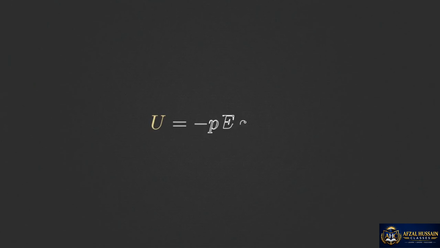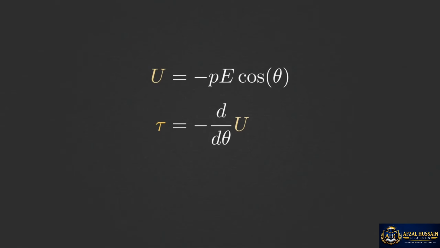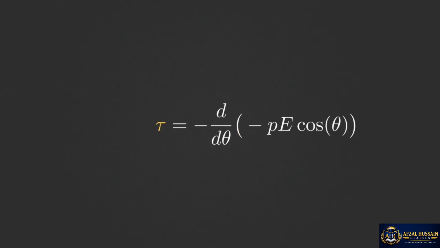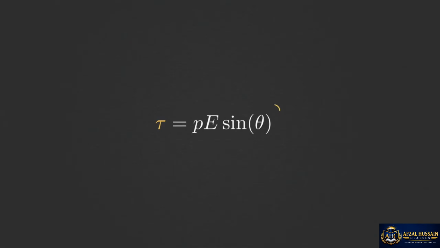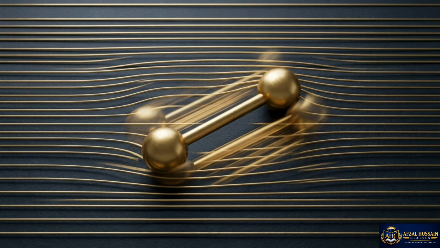For those preparing for JEE Advanced, there is a direct link between these concepts. Torque is the negative derivative of potential energy with respect to the angle. Differentiating our energy formula confirms the torque expression we used earlier. To keep these concepts clear for any exam, alignment means the lowest energy and maximum stability, while pointing in the opposite direction means maximum energy and total instability.